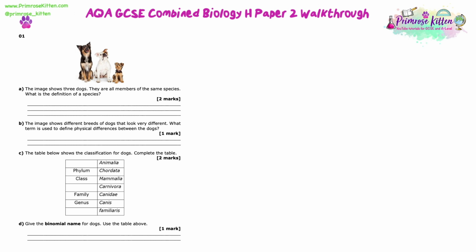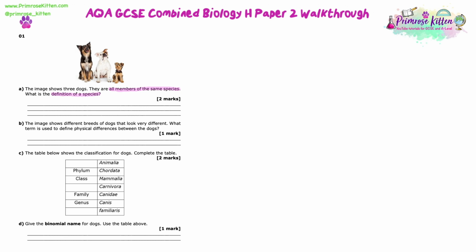Okay, so first question. The image shows 3 dogs. They are all members of the same species. What is the definition of a species? So this is a 2-mark question. It's just a definition question. Hopefully you know the definition of a species, but just to be clear that we've got to have enough detail in there to get the 2 marks.